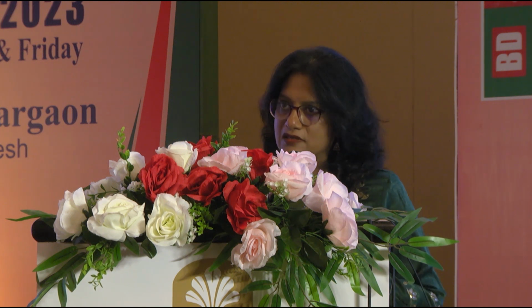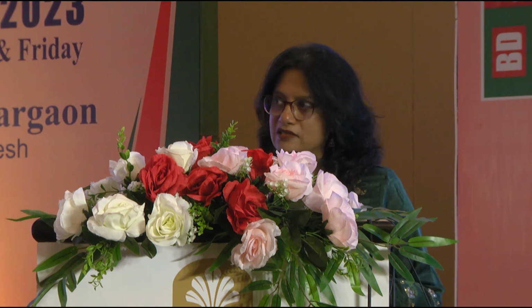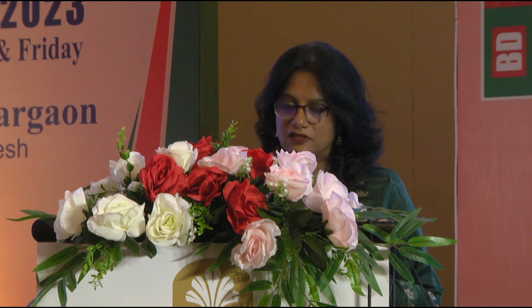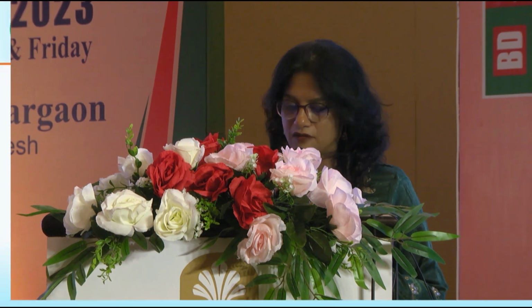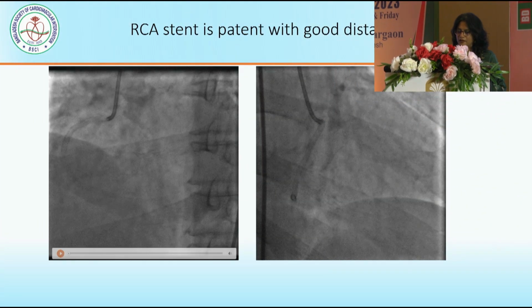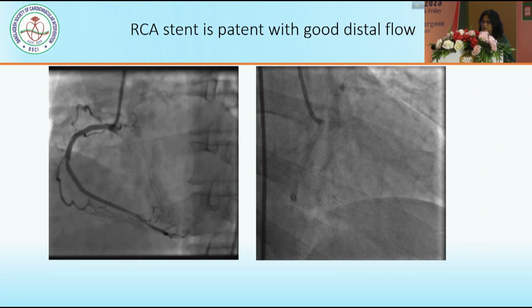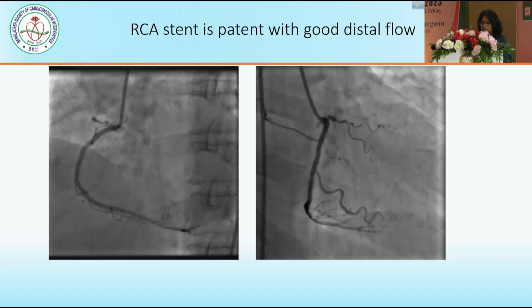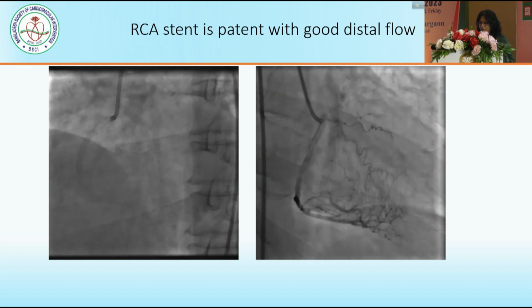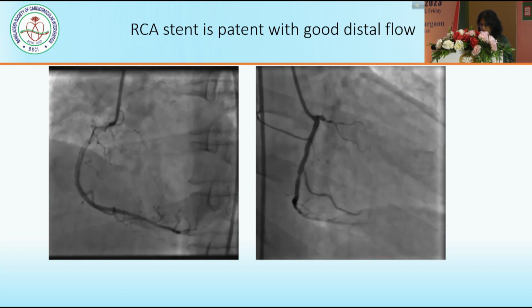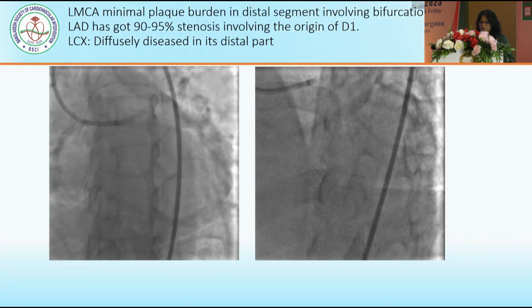He came to us this time with chest pain and was later diagnosed as a case of unstable angina. He was hypertensive. His LV systolic function was preserved at 62%. Because he had a PCI, we checked his right system first, and you can appreciate that the stents are patent with good distal flow. And this was his left system.